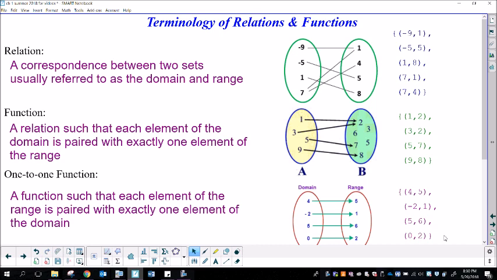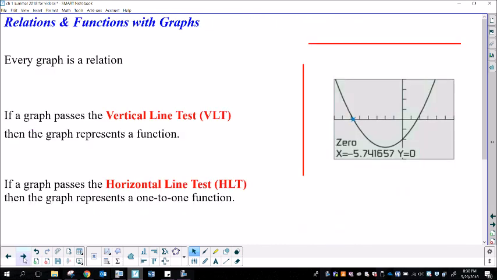We're going to look at a couple of different representations of equations, relations, and functions and be able to tell when we have a function and a one-to-one function. So first we're going to look at graphs. Every graph is a relation. If a graph passes the vertical line test, then the graph represents a function. You should remember the vertical line test from Algebra 2. And if the graph passes a horizontal line test, then the graph represents a one-to-one function. The horizontal line test is simply the same thing as the vertical line test, except using a horizontal line.